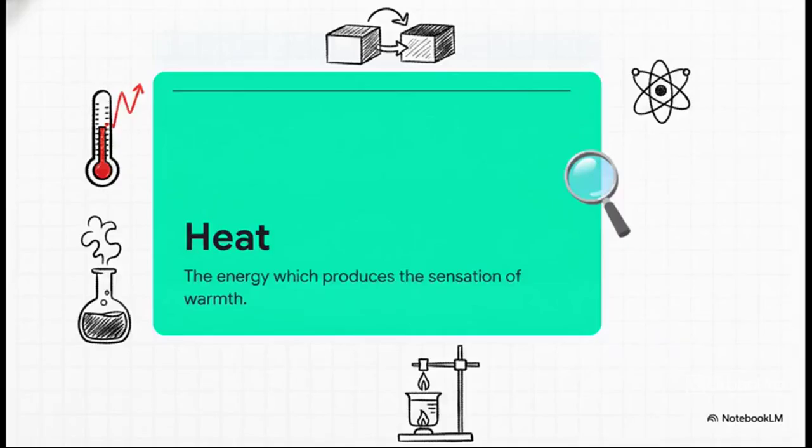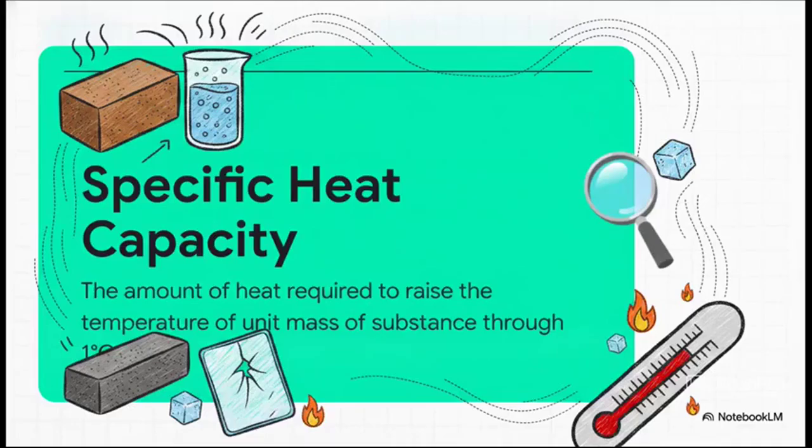Fundamentally, heat is the energy that produces the sensation of warmth. Now, we often mix this up in everyday conversation, but while temperature is just the measurement on a scale, heat is the actual thermal energy on the move from one thing to another. And that brings us to specific heat capacity. Basically, this is the amount of heat required to raise the temperature of a unit mass of a substance by exactly 1 degree Celsius. Copper, glass, water, they all hold thermal energy uniquely. It's almost like a thermal fingerprint, and that's exactly the mystery we're going to solve today.